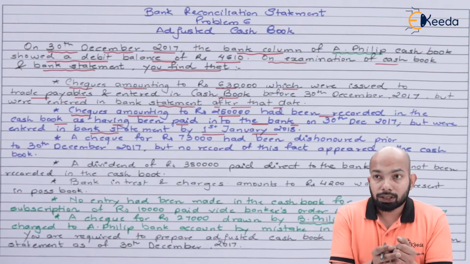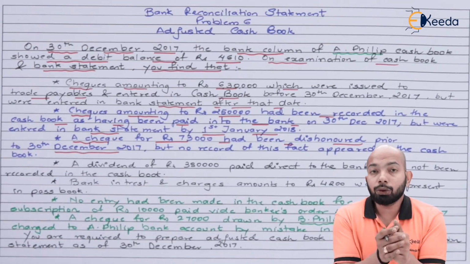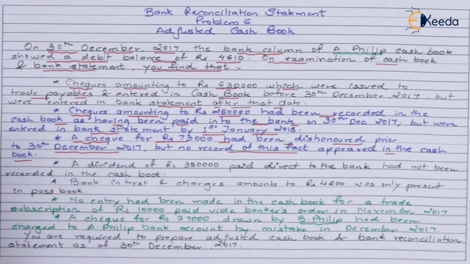The third error was a check worth rupees 73,000 that had been dishonored prior to 30th of December 2017, but no record of this appeared in the cash book. That means the dishonor entry was already passed in the passbook and no entry was recorded into the cash book. So this will be a part of adjusted cash book here.